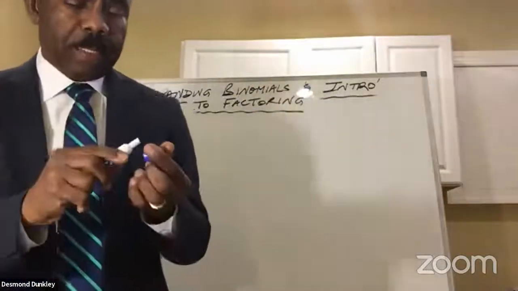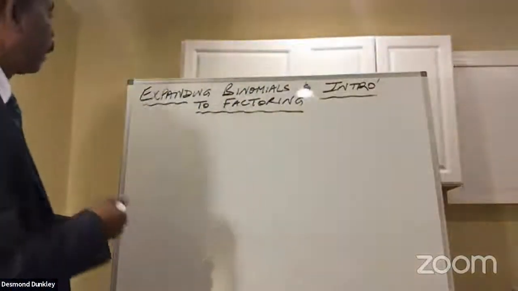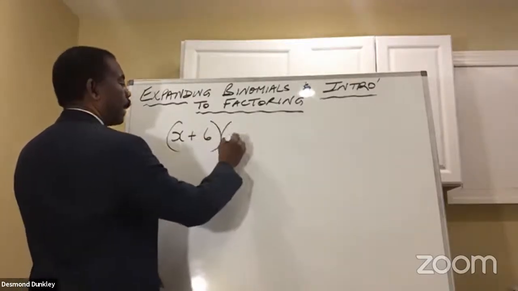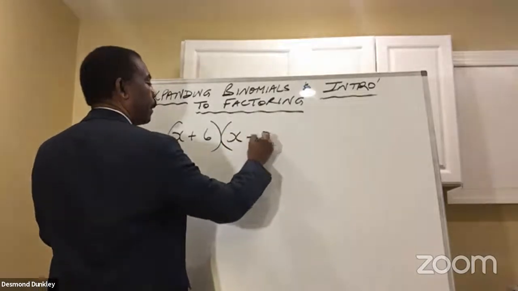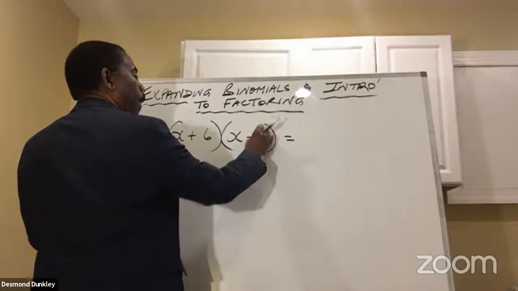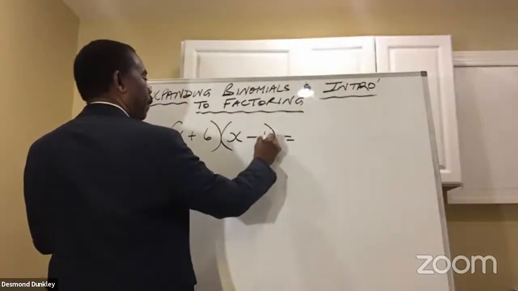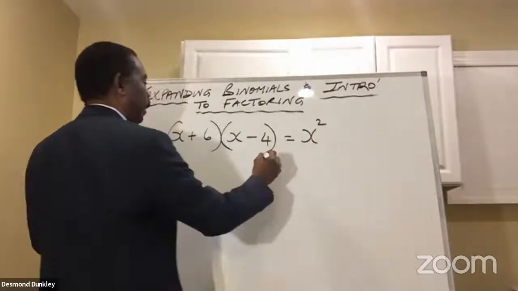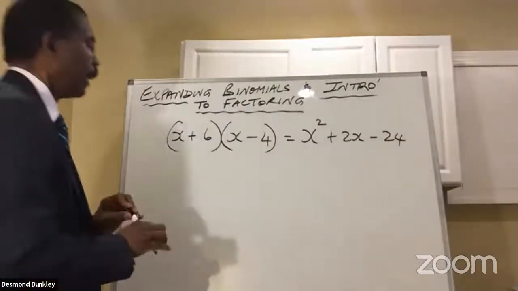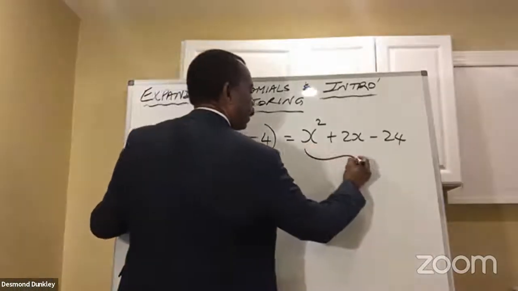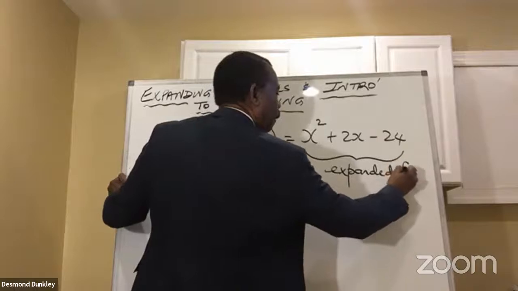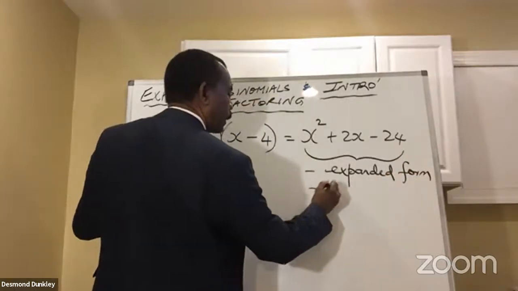Just a little vocabulary. If I give you x plus 6 times x minus 4, that is equal to x squared plus 2x minus 24. That's what you will get if you do that. This is called the expanded form or standard form.